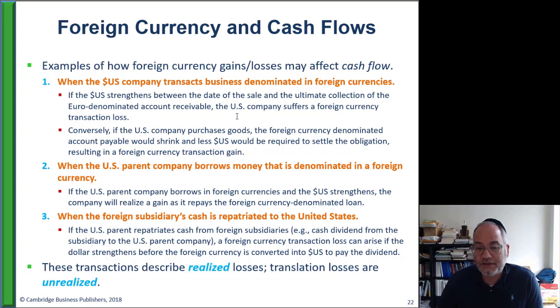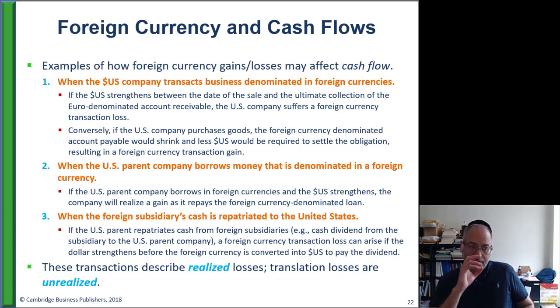Now, there are also laws that say that when you have cash in foreign subsidiaries, you can earn profit on your activities pretty much tax-free. But when you bring the cash back to the United States, or you send it back to the United States, then it becomes taxable. And the value of those transactions will also change with the values of those foreign currencies. When you have a transaction, these are realized losses.